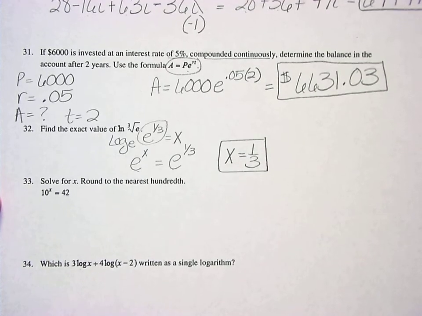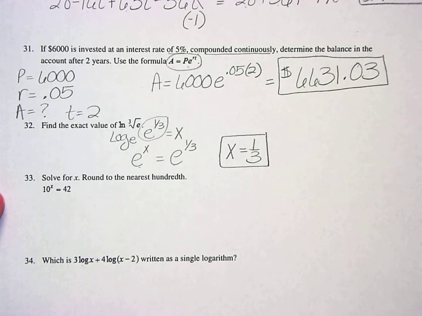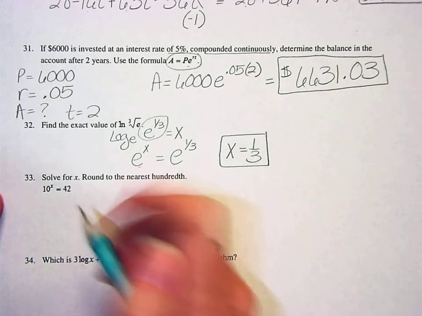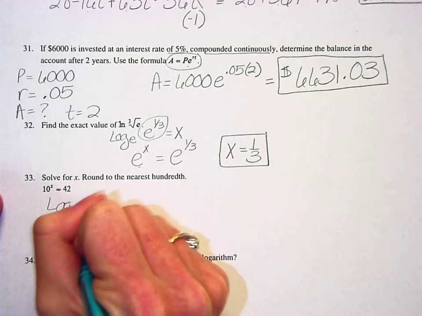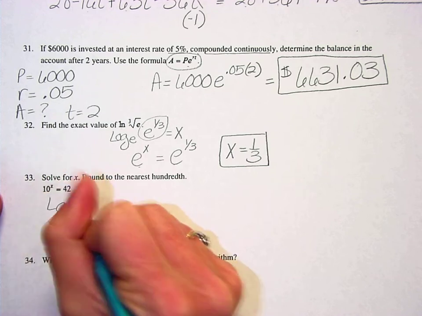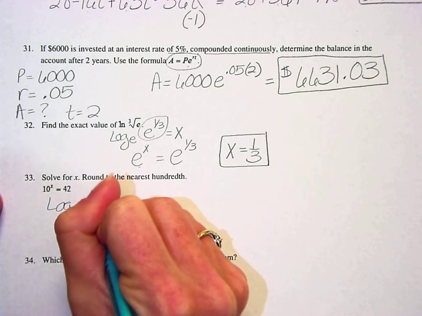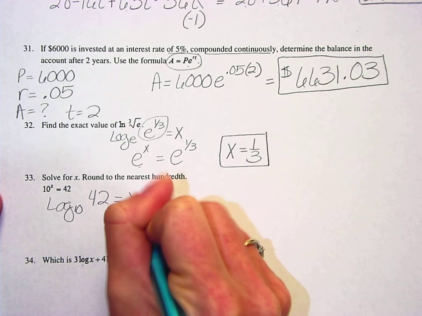All right, on number 33, I'm in an exponential situation and I'm kind of stuck. Anytime I feel that way, I'm going to change into a log. So I'm going to have the log with a base of 10 of 42 is equal to x.